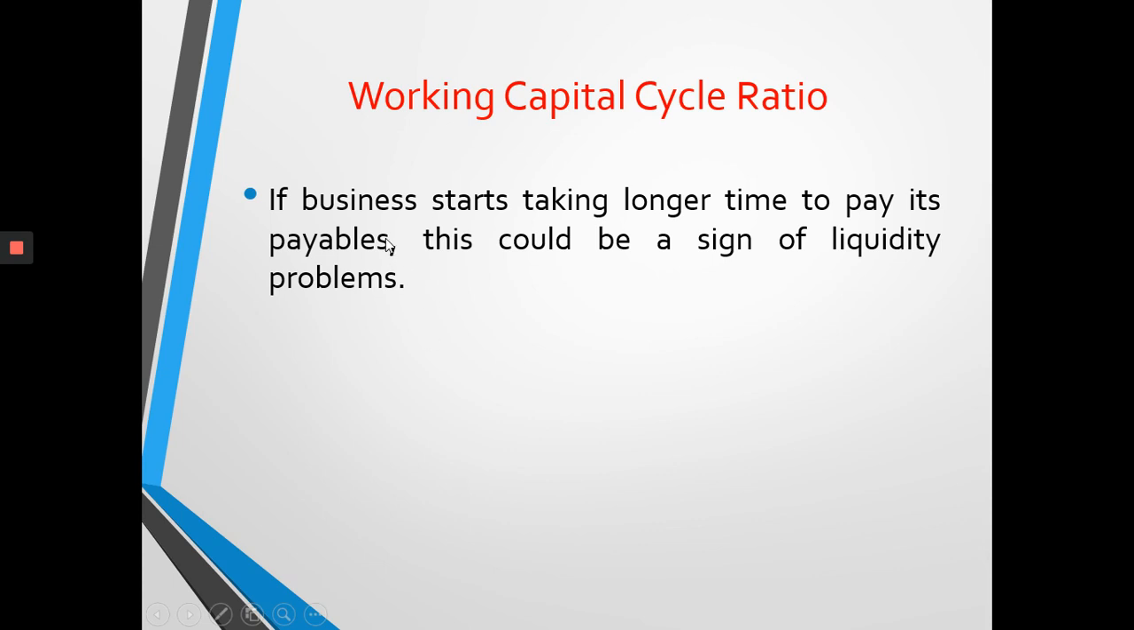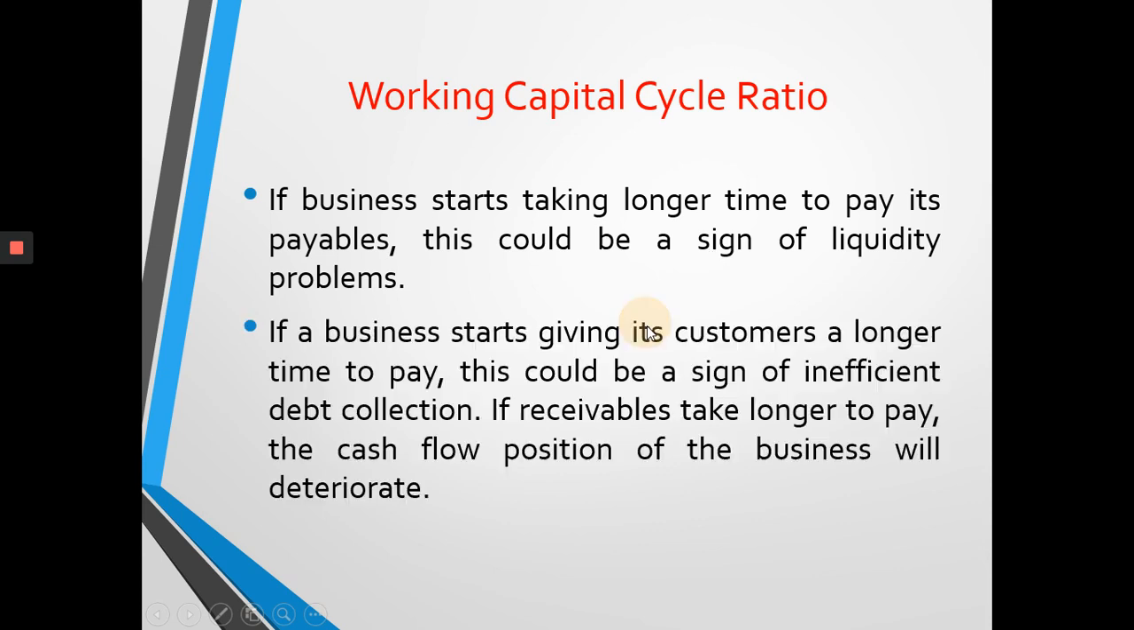So if a business starts taking longer time to pay its payables, this could be a sign of liquidity problem. Okay, so if your supplier gives you 30 days, if you pay within 30 days, they will be happy. But if it shows 60 days, 90 days, that's a sign of liquidity problem. You don't have sufficient cash to make payment.